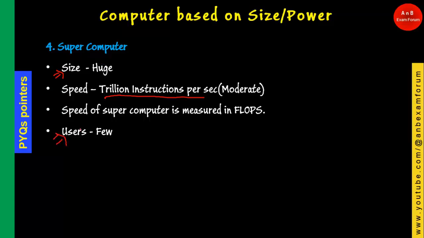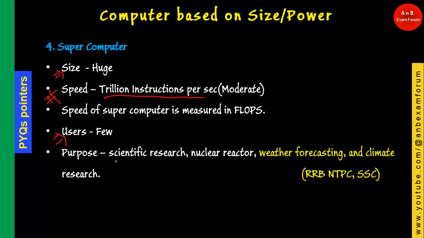It is a very costly computer, and the size is huge. The great advantage is the speed. It can do trillions of instructions per second, and you will get a result in microseconds. If you talk about AI nowadays, all those AI systems are using supercomputers. And the main purpose, as I told you, is scientific research, nuclear reactors and weather forecasting, and this pointer was asked in RRB, NTPC and SSC. So supercomputers are used in scientific research, nuclear reactors, weather forecasting and climate research.